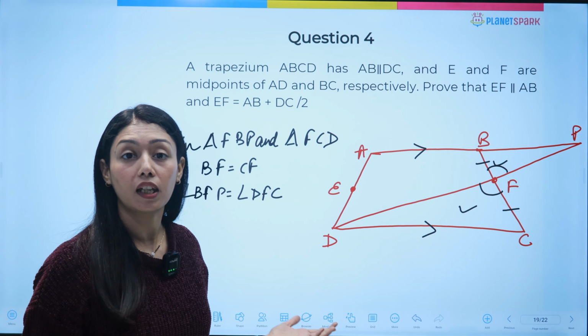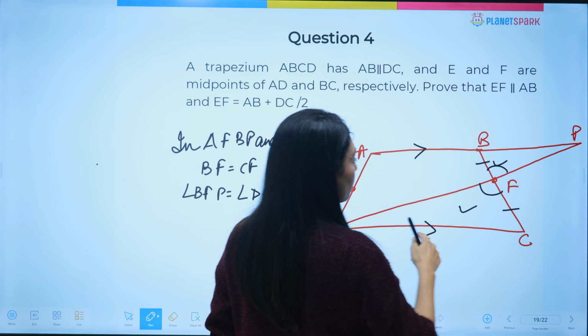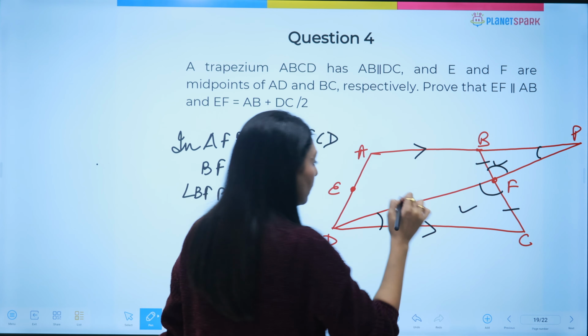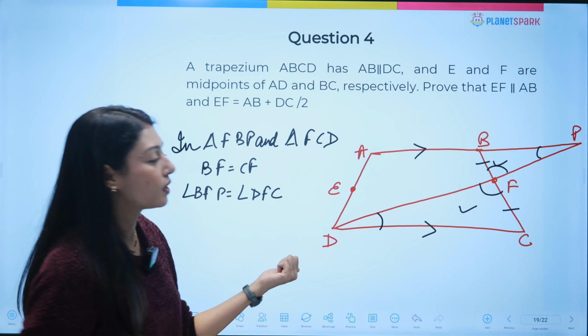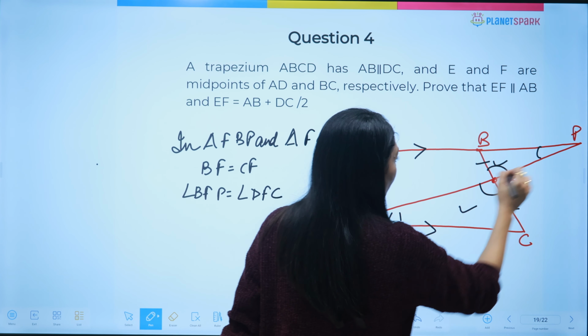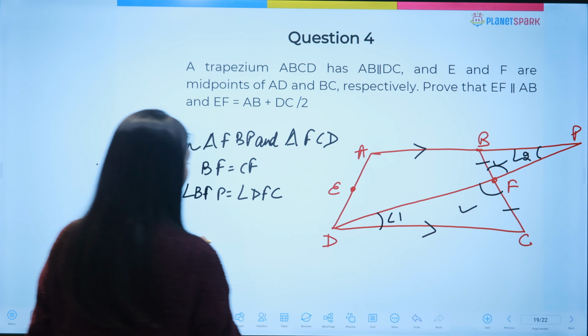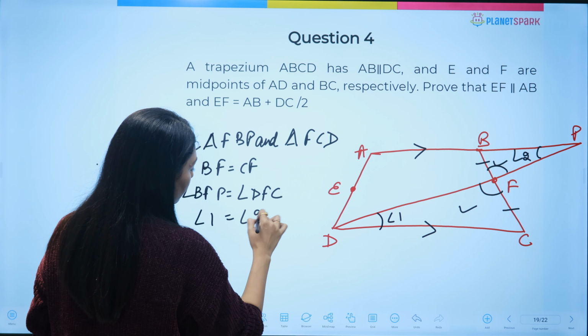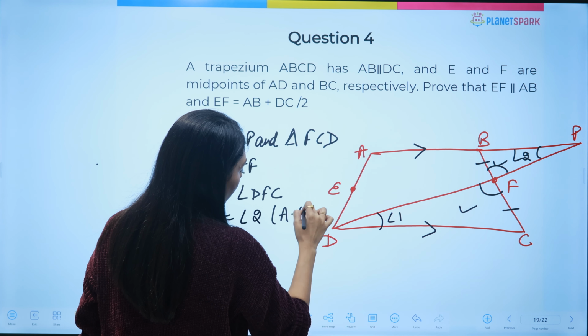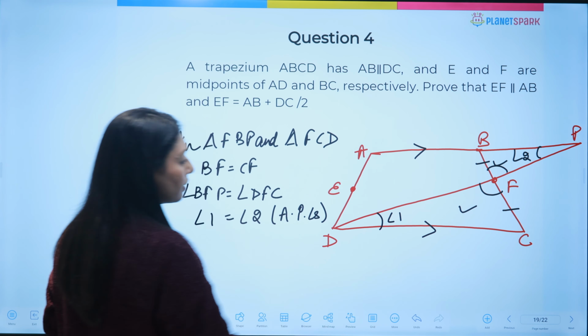We have just extended that line, right? So, when we have two parallel lines, I can say the pair of alternate interior angles will be equal. Absolutely. So, I can say here angle 1 and angle 2 are equal. Yes, alternate interior angles, right?